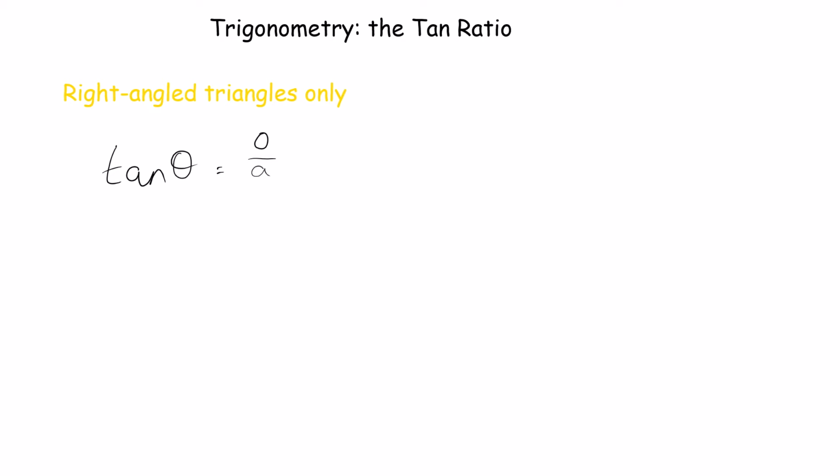And if we think about the other ratios we've already seen, we've got sine theta equals O over H, and cos theta equals A over H. So sine doesn't include the adjacent side, cos doesn't include the opposite side, and tan does not include the hypotenuse. So that means that as long as you have one angle and two sides, with one of the three things there you're trying to work out, you can use either tan, cos, or sine.